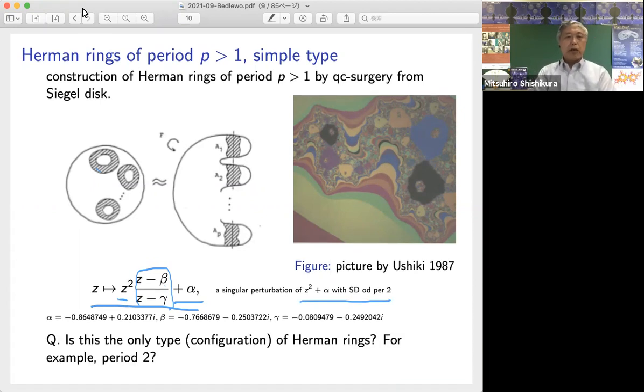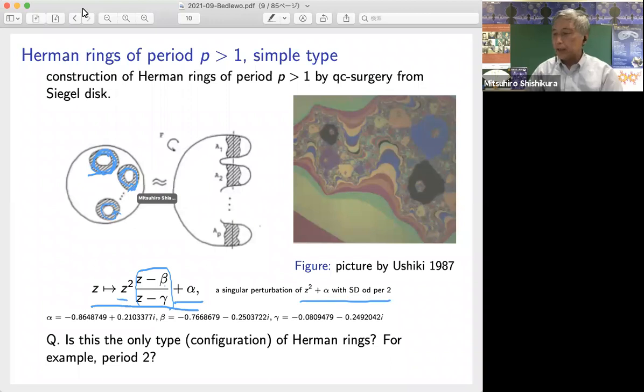So is this the only type of Herman rings, for example for period 2? By type, I mean looking at the configurations. For example, when you have the Herman ring, you can take an invariant curve, and you can orient the invariant curve in a consistent, covariant way. That means for this curve, everything else is on the right-hand side of this curve if you go around in the invariant direction, and it's the same for all of them.